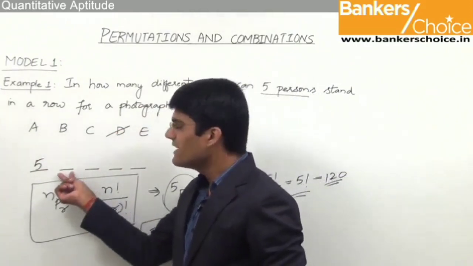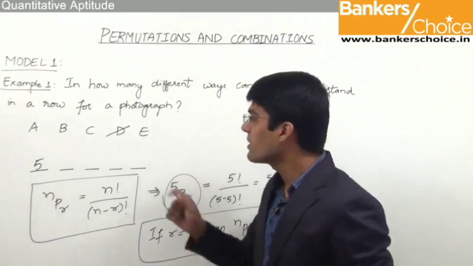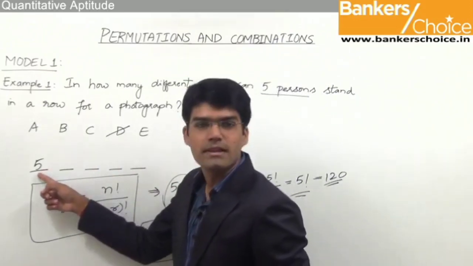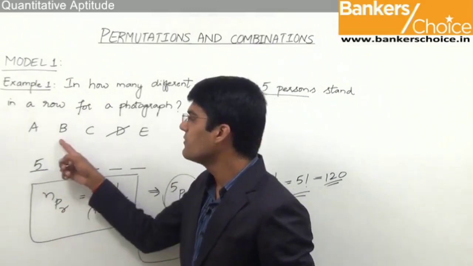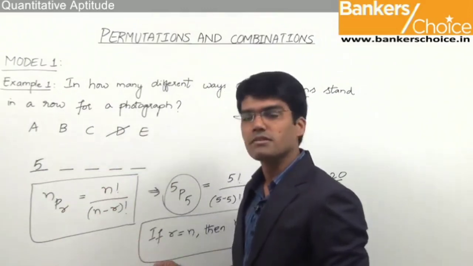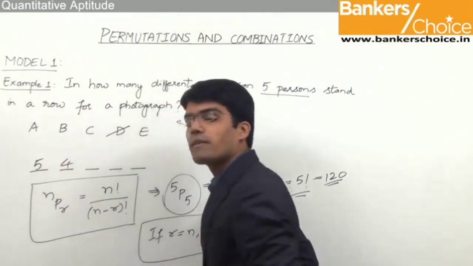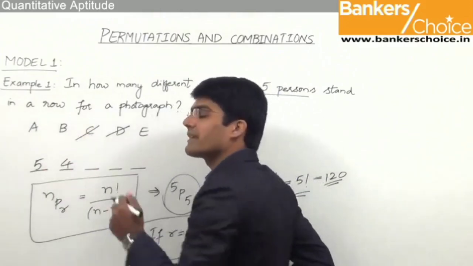Now the second position here can be occupied in 4 ways. Why? Because already one of the persons has come there in the first position. So he cannot come in the second position again. So we have only 4 choices left for the second position. So the second position can be filled in 4 ways. Let's say C has occupied the second position.